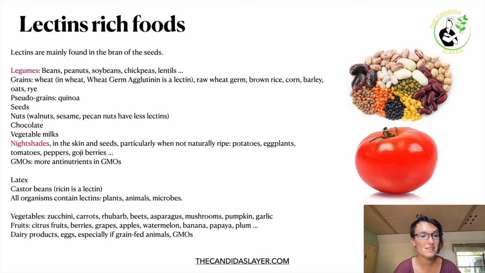There are lots of lectins in latex. So people who have latex allergies, it's actually because of the lectins. In castor beans, so you might have heard of castor oil. Castor oil is fine. Castor oil is like a natural remedy to clean the gut. Like it's a powerful laxative. I don't really recommend castor oil because it's quite aggressive for people who have gut issues. It's a little too harsh in my opinion.